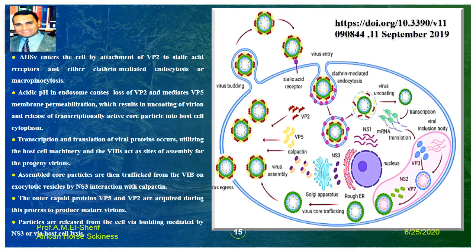Acidic pH in the endosome causes loss of viral protein 2 and mediates viral protein 5 membrane permeabilization, which results in uncoating of the virion and release of the transcriptionally active core particle into the host cell cytoplasm.